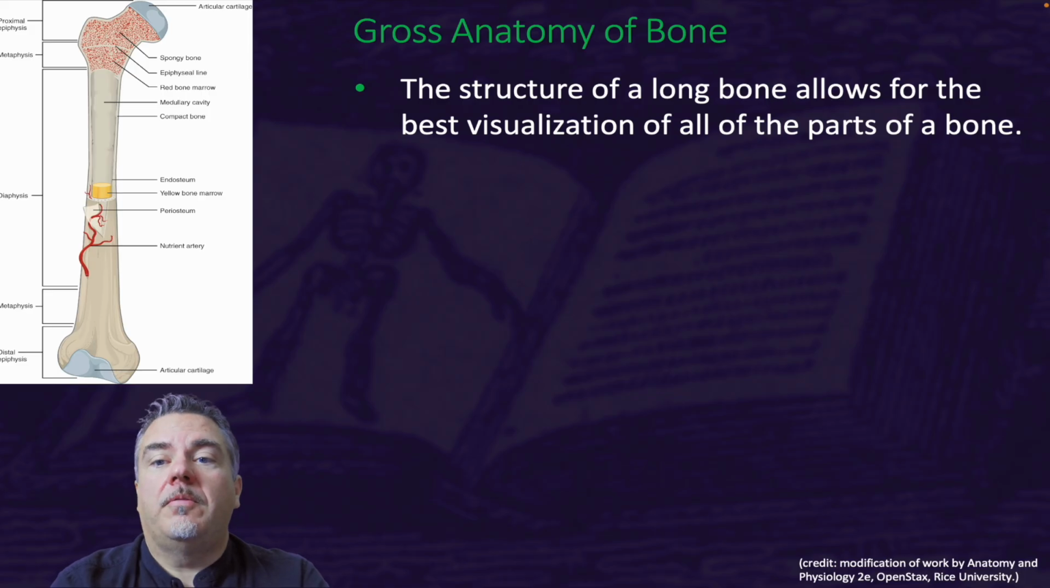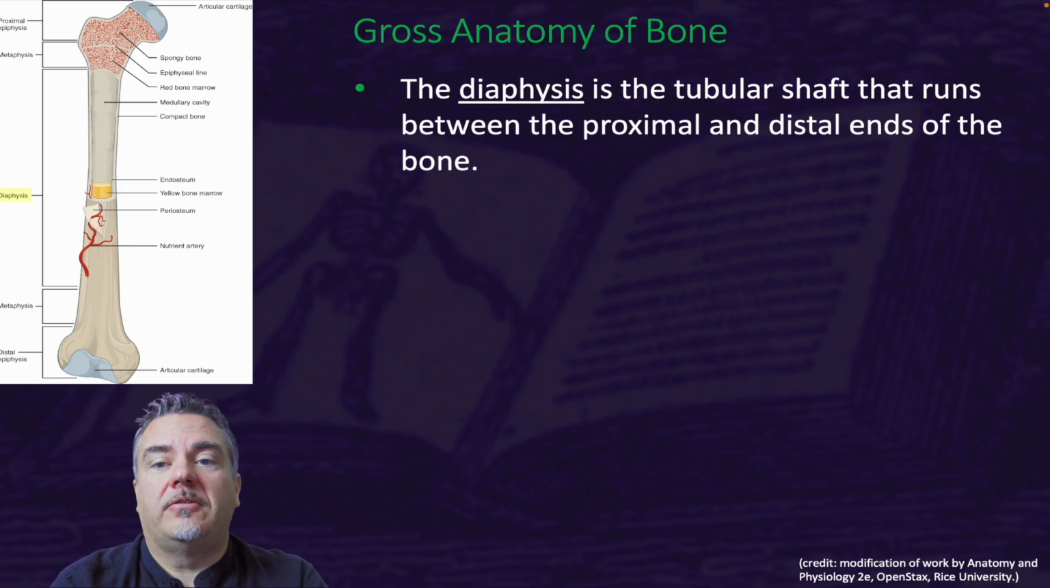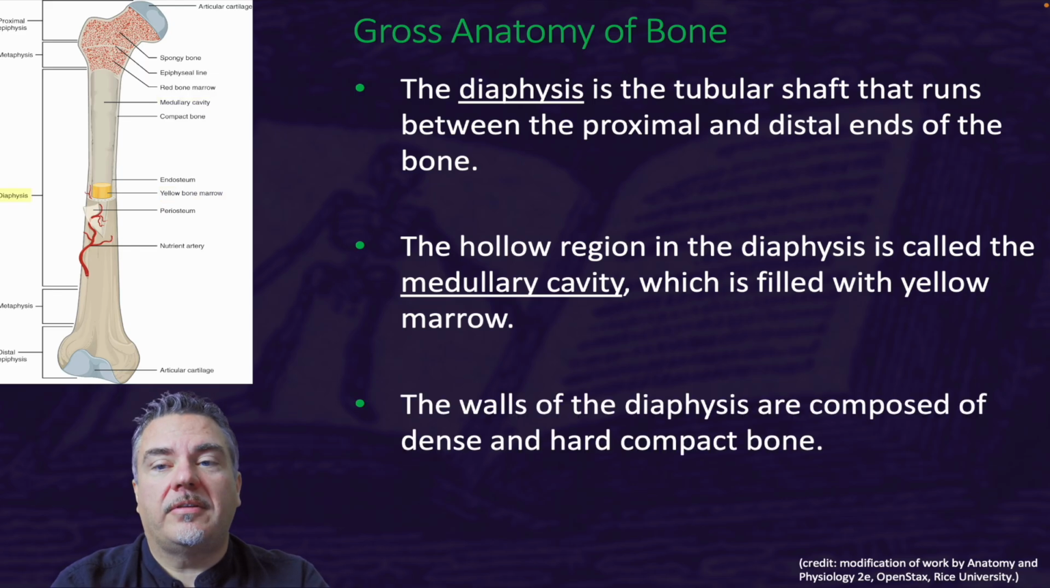The structure of a long bone allows for the best visualization of all the parts of a bone. The long bone has two parts, the diaphysis and epiphysis, as highlighted in yellow in this figure. The diaphysis is the tubular shaft that runs between the proximal and distal ends of the bone. The hollow region in the diaphysis is called the medullary cavity, which is filled with yellow marrow. The walls of the diaphysis are composed of dense and hard compact bone.